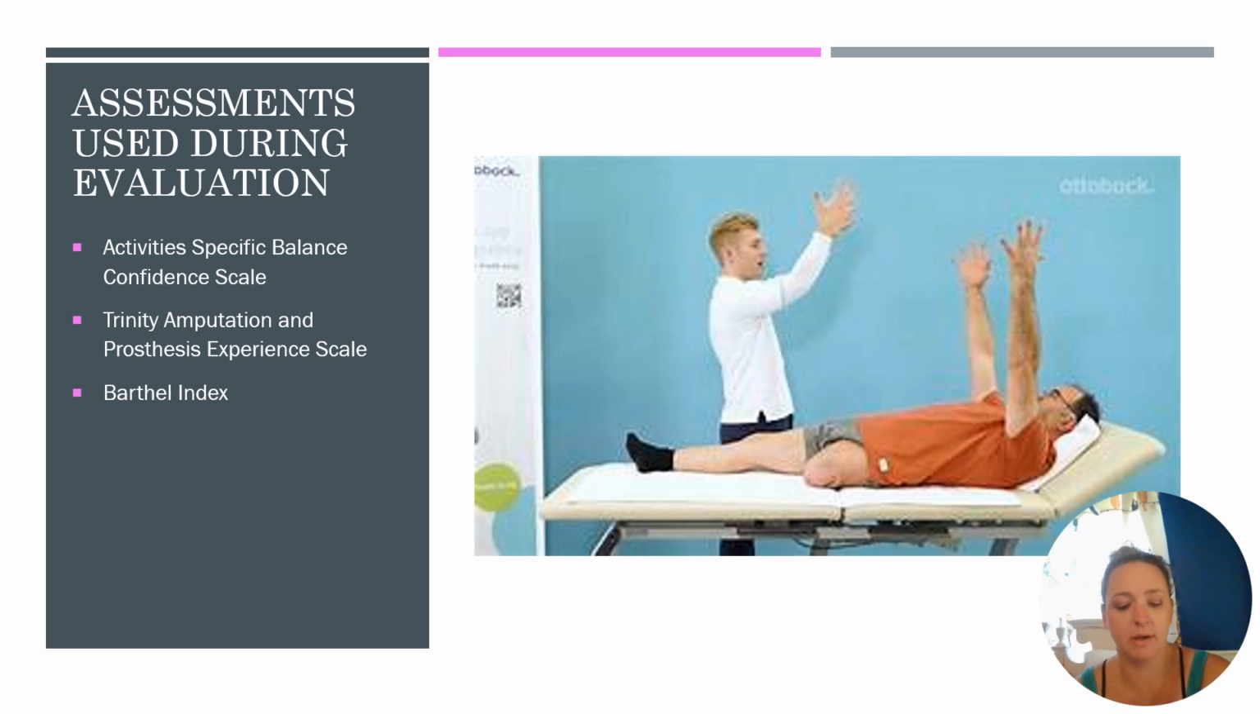And then another one we could use is the Barthel Index, and that is a scale used to measure performance in activities of daily living. Each performance item is rated on the scale with a given number of points assigned to each level of ranking. Those are just a few of many specific to amputations for during an evaluation process.